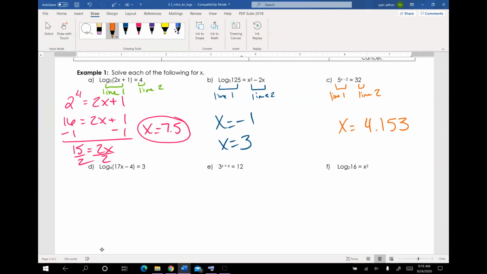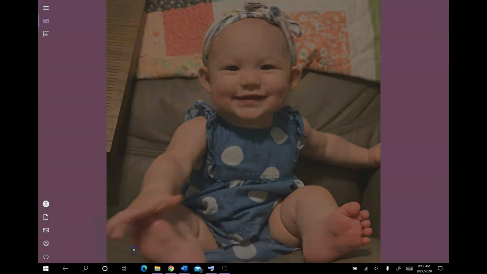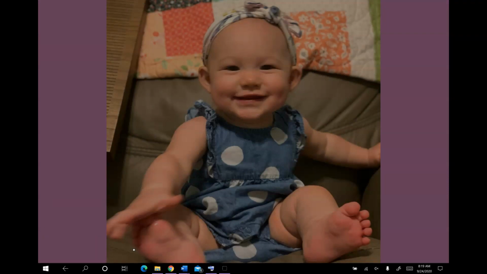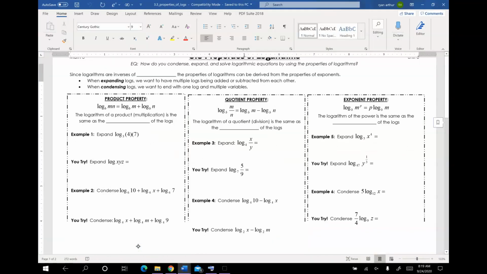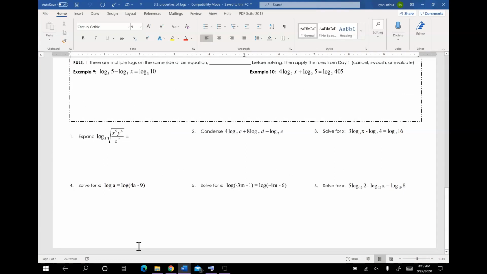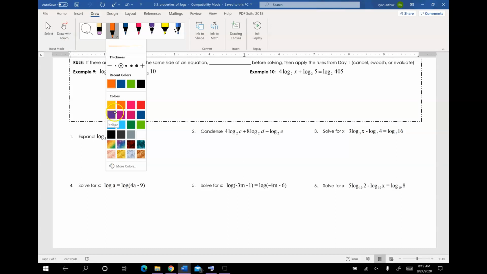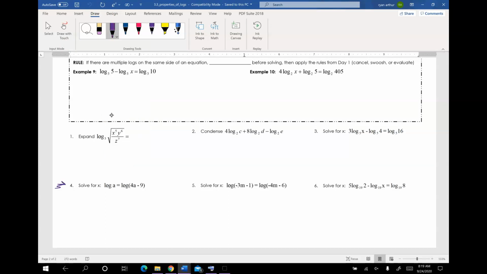Okay? And that's it. All right. So let's do some more. I'm going to go through all the types of logs that you'll see. So let's go to this one. If it pulls up. Here we go. All right. So let's do this line down here. All right, right here.